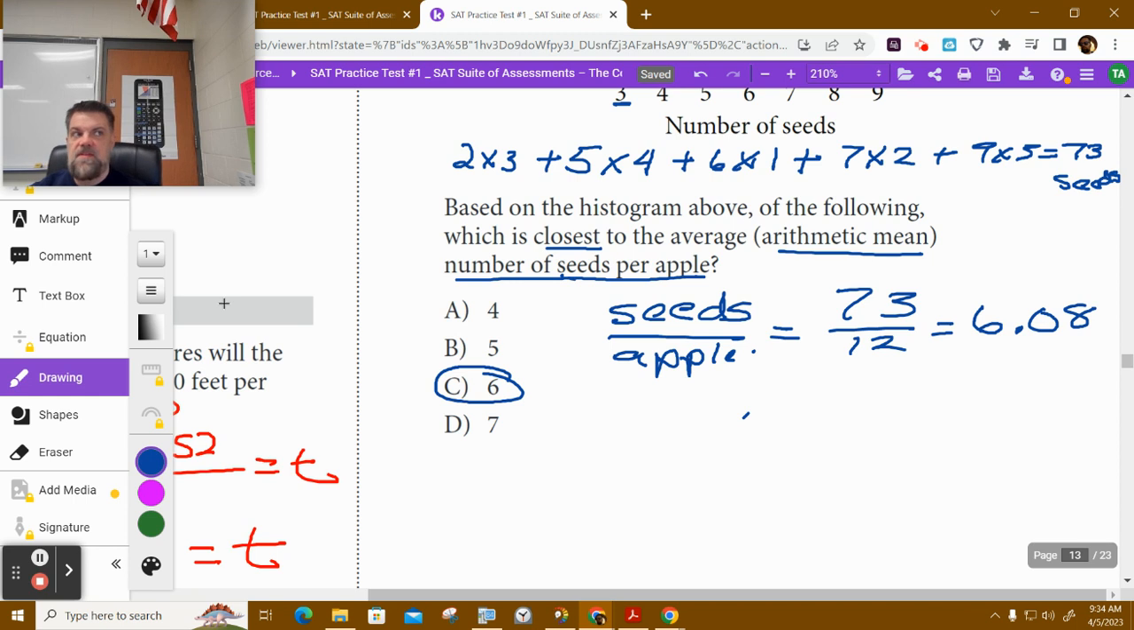Yeah, that's from the rain. Any questions on this particular problem as opposed to the weather? All right.